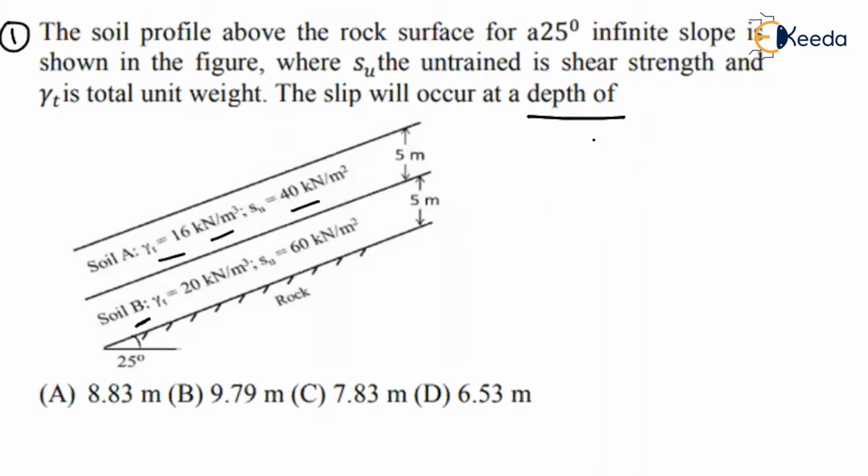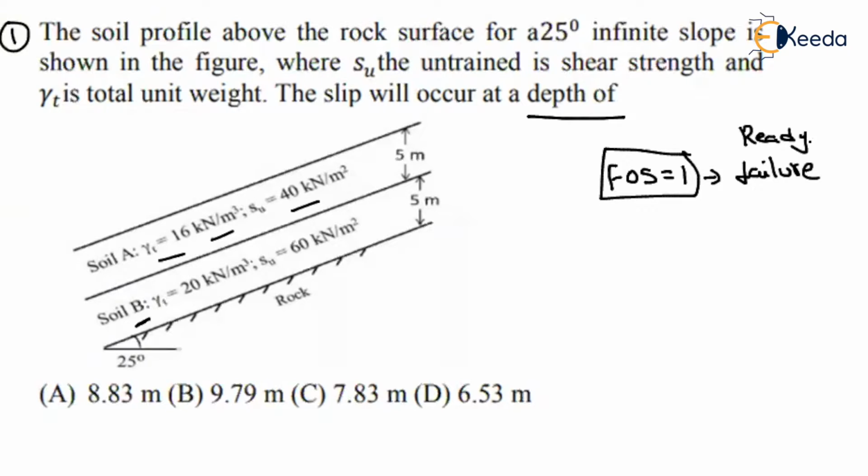So we can identify the depth wherever the factor of safety is equal to 1, then the failure will occur. Not that failure will occur, it will be ready to fail. So that's why we will find the depth at which the factor of safety is equal to 1. Even if you cross that depth, the failure will occur. So that is our main motive.